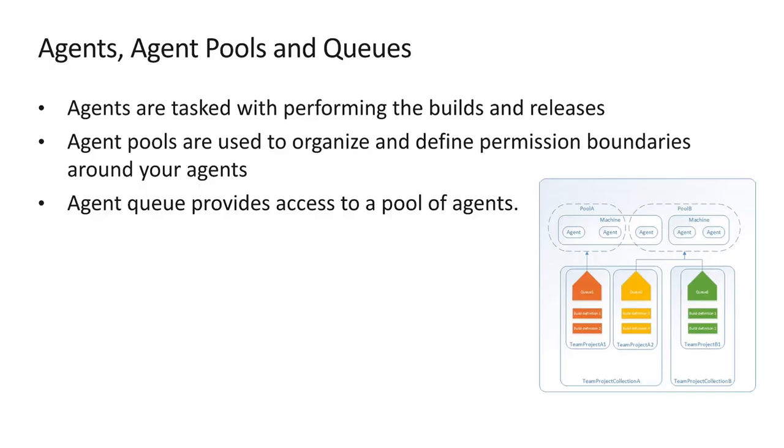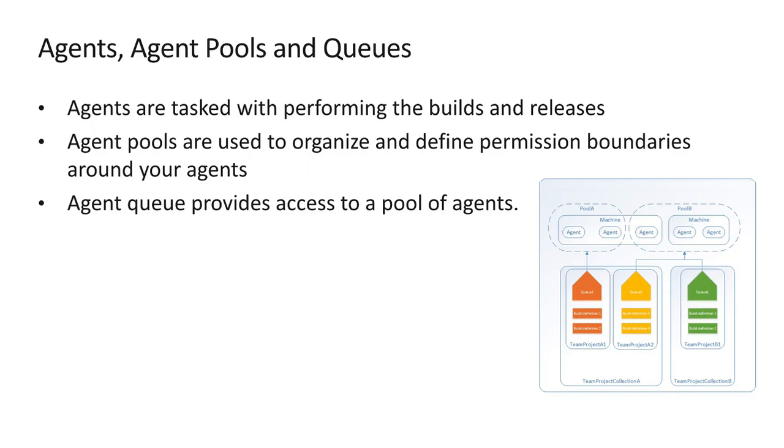So these are the agent pools and the queues. So what is an agent? An agent is a place where your build and deployment, or build and release, runs. Agent pools are multiple agents combined together in a single pool. So you have your defined boundaries, and I can call it a QA agent pool, a dev agent pool, or a production agent pool.